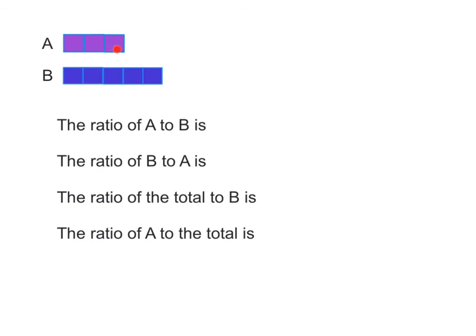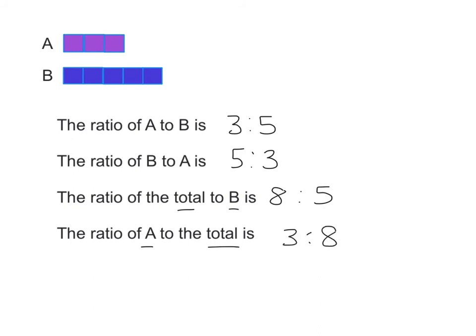So if I'm counting A to B, A is 3, B is 5, so my first answer is 3 to 5. And those don't divide by any common number but 1, so it's lowest terms. B to A would just be backwards, 5 to 3. The ratio of the total to B means I need to count up my 5 plus my 3, and that gives me 8, and B was 5 long, so total to B is 8 to 5. This time I want A to total, so A goes first, which is 3, and the total again was 8. And all of those are in lowest terms.